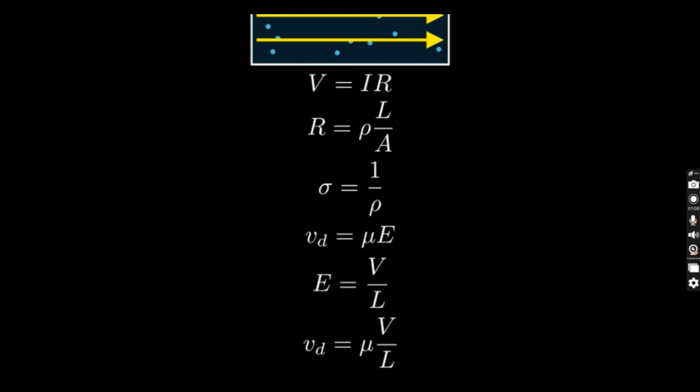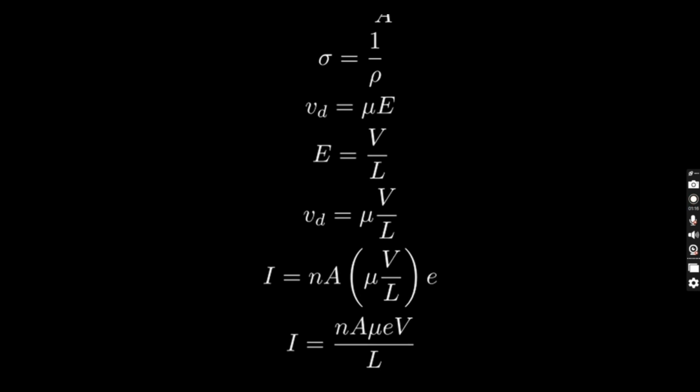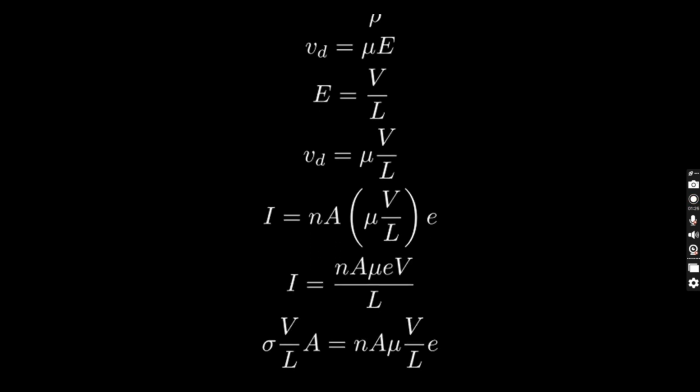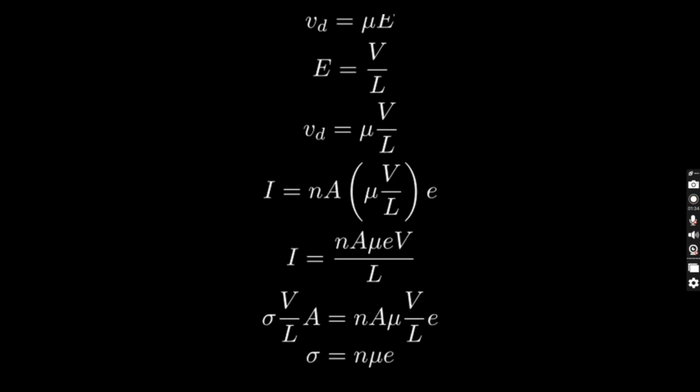Now let's substitute this expression for drift velocity into our original current equation. This gives us I equals n A e mu V/L. We can rearrange this to express current in terms of voltage. From our definition of conductivity, we know that current can also be expressed as sigma times V/L times A, setting these equal to each other. Sigma V A/L equals n A e mu V/L. The voltage, length, and area cancel out on both sides.